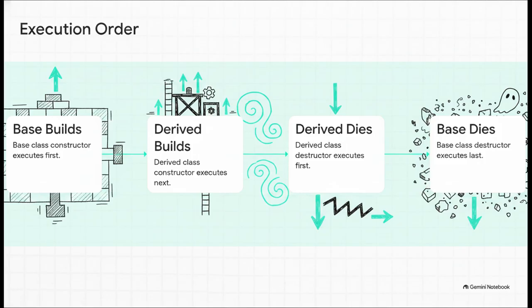But when that object is destroyed, the whole process happens in reverse. Step 3 is the derived class destructor executing, followed by step 4, the base class destructor. So the rule of thumb? The base builds first, but the derived destroys first. Keep that sequence locked in.